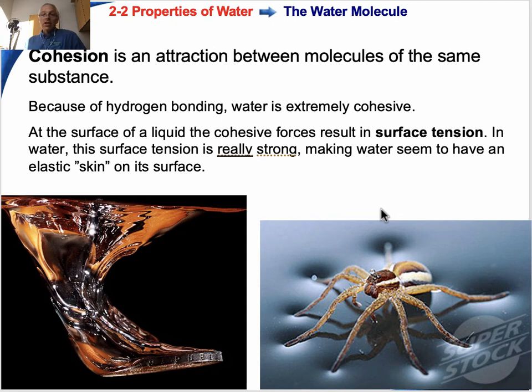And because of the cohesiveness of water, and because of the unique situation that happens at the surface of water, there is an extra strong attraction that gives water and other liquids this property called surface tension. It's like a skin on the top of the liquid. And because the cohesion in water is super strong, this surface tension effect in water is very pronounced. You see the spider standing on the water there.